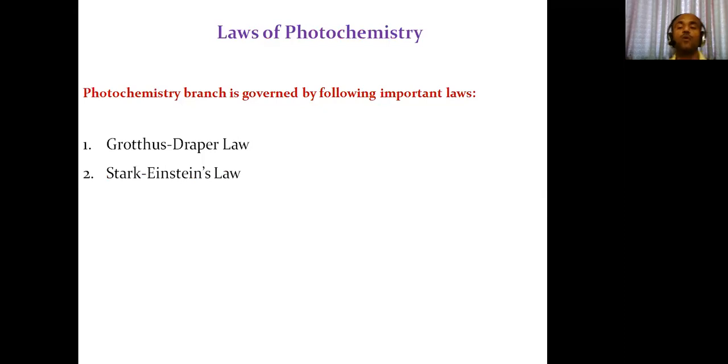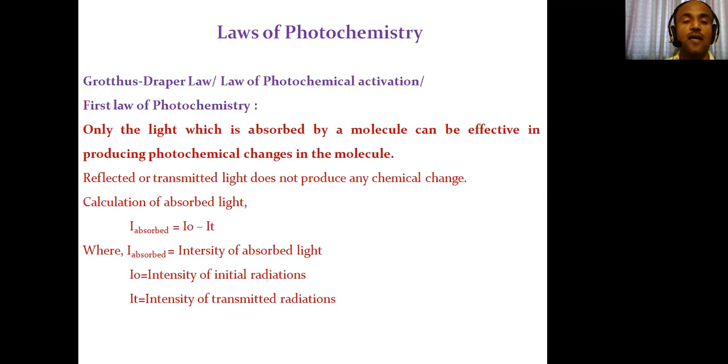Now, the next slide is about the laws of photochemistry. The branch of photochemistry is governed by two important laws, that is, Grotthus-Draper's law and Stark-Einstein law. So let us start with the first, Grotthus-Draper's law, or law of photochemical activation, that is also called the first law of photochemistry.